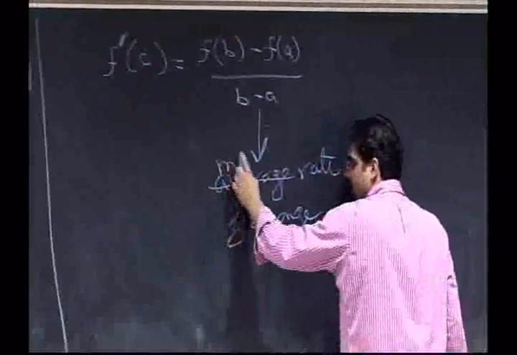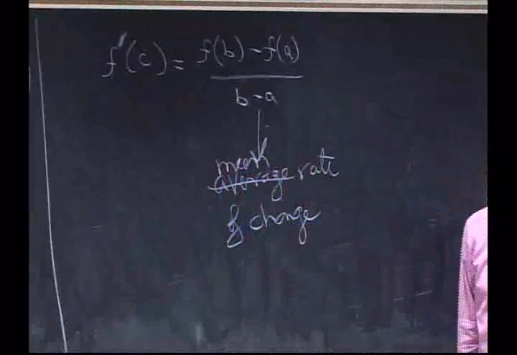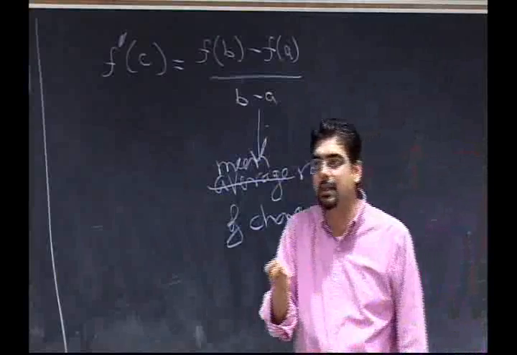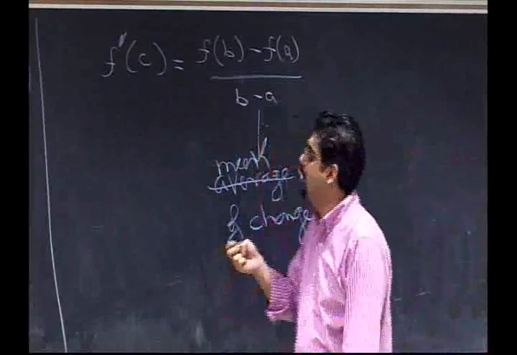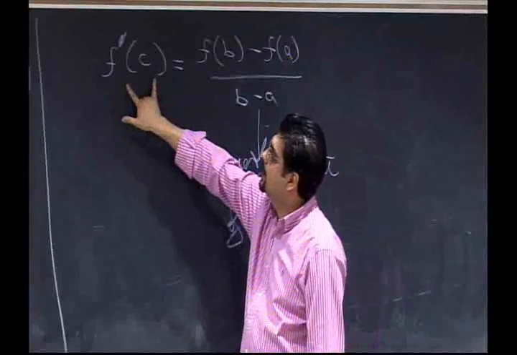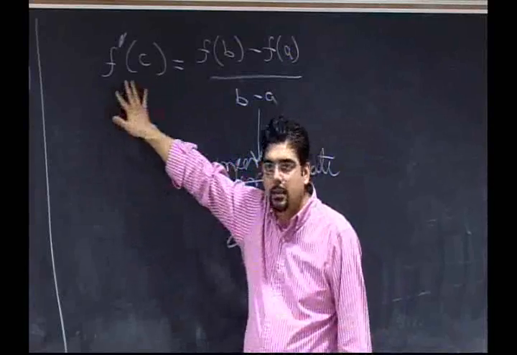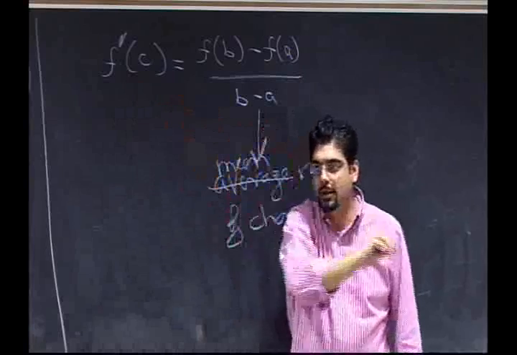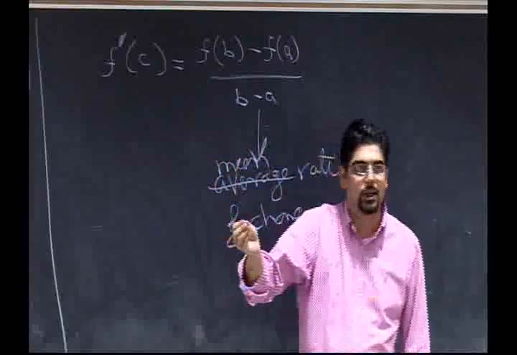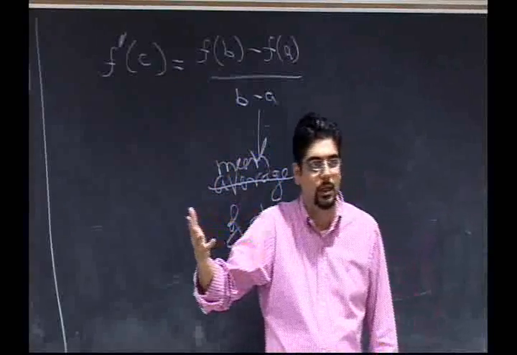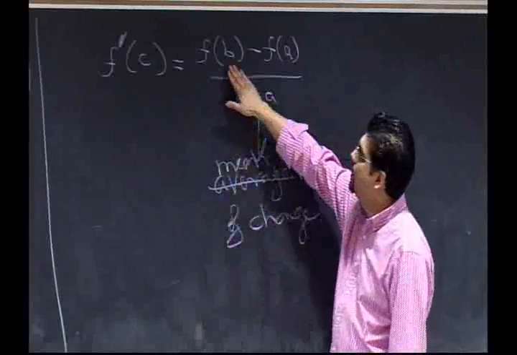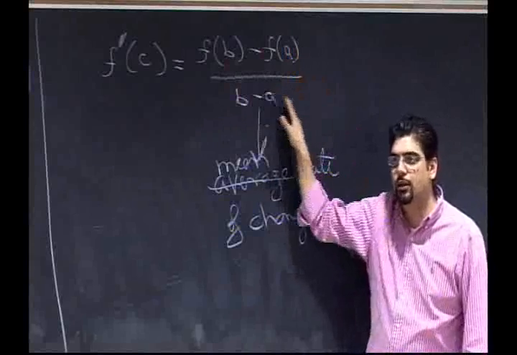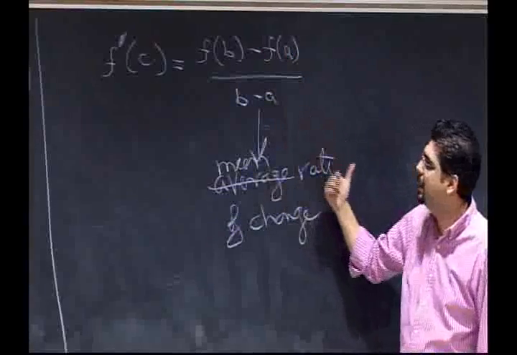So you can think of this as the mean rate of change. That's the quantity whose average we're trying to calculate. If you want to calculate the average speed, there are two ways you could do it. You could take all the speeds and divide by however many speeds you got. That's how you calculate an average. Or you could just take the final position minus the initial position divided by how long it took to get there.